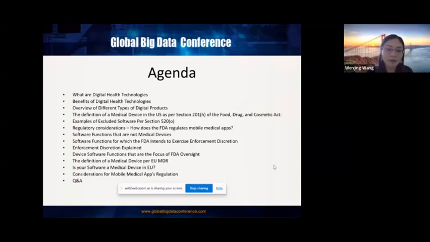And after that, I'm going to touch a little bit on the definition of a medical device per the EU medical device regulations, and talk about whether your software is considered a medical device in the European Union, and some of the regulatory considerations when you design a mobile medical app. And then I'll take some questions.